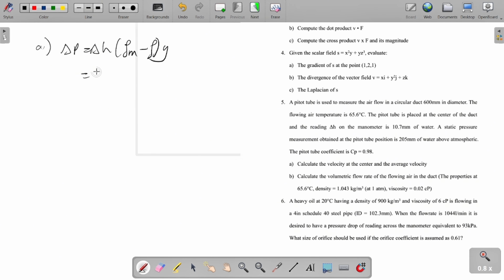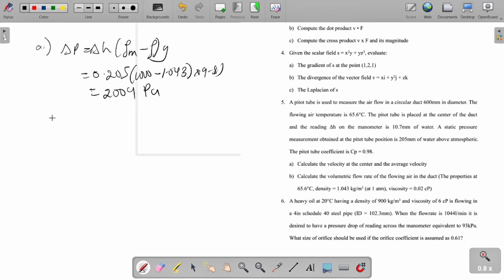So the change in H for the static pressure is 0.205, that's in meters, right? You have to convert it to meters. The density of water is 1,000. Then the density at that temperature, which was given in the question, is 1.043. And then multiplied by gravity, which is 9.81. So this actually gives us a static pressure of 209 Pascal. So that's the static pressure in terms of Pascal.